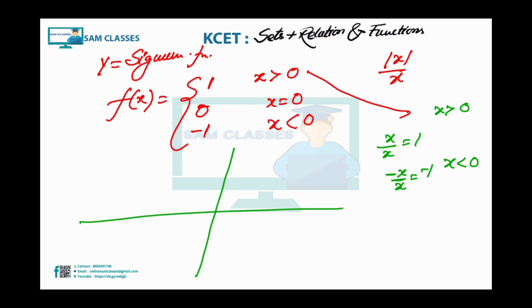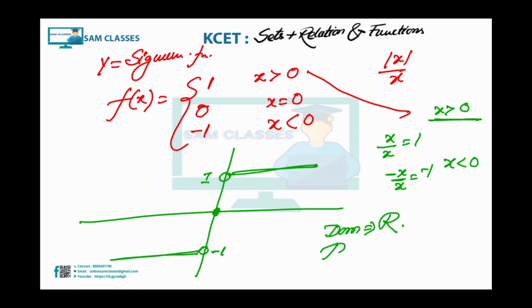So what will be the graph? For 0, it is 0, students. For values which are greater than 0, it is 1. And for values which are less than 0, it is minus 1. So it is just taking 3 values. So the domain is what? You're putting all real values of x, but for the range, we are just getting 3 values in y, that is minus 1, 0 and 1. Understood?